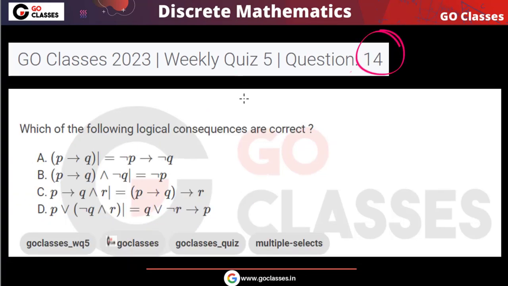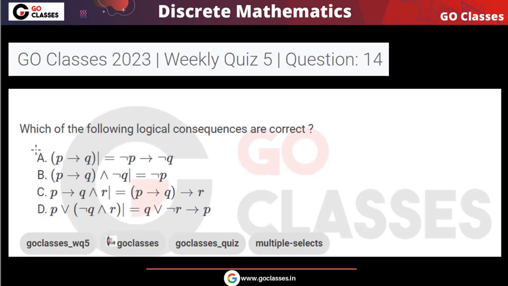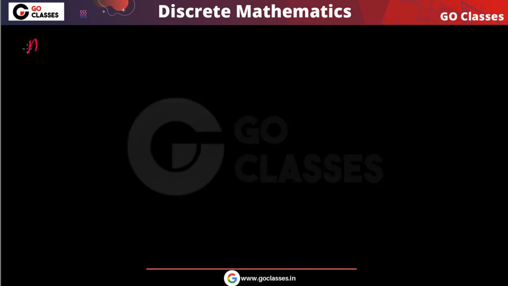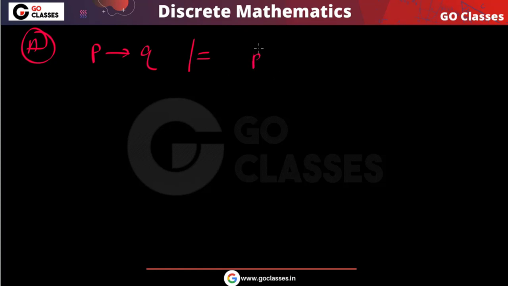This is another question, question number 14. Which of the following logical consequences are correct? You can just check it out. This is another simple question. Let me take a few options. Option A: is this logical consequence correct? Option A is saying that P implies Q infers negation P implies negation Q. Can I say this will infer negation P implies negation Q?